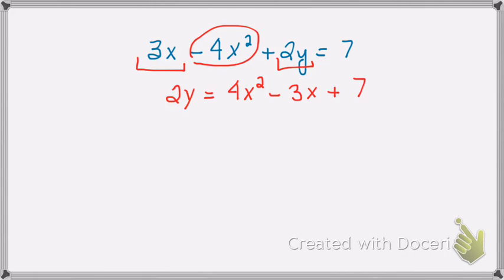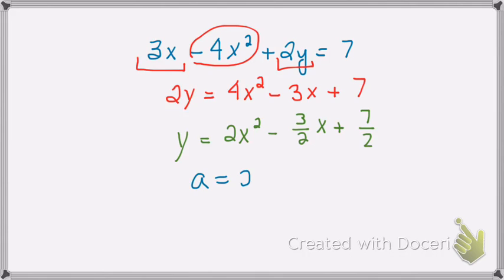That's not quite in standard quadratic function form yet. I have to divide everything by 2 to get that y alone. And so there we are in standard quadratic function form. We could see that a is 2 in this case, b is negative 3 over 2, and c is 7 over 2 if we needed to do some math with those coefficients.